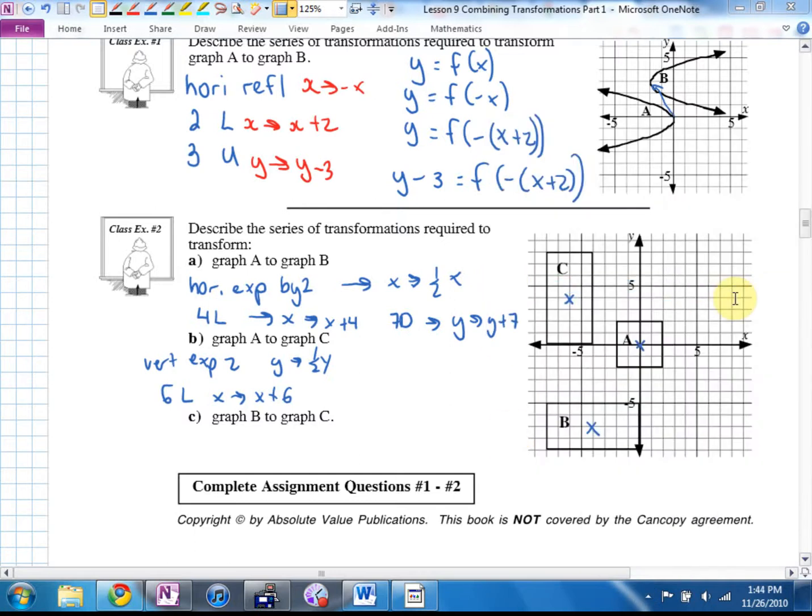Hey, how many up? How many up? We're back now. I think they went 4 up. They replaced y with y minus 4. Turn the page.